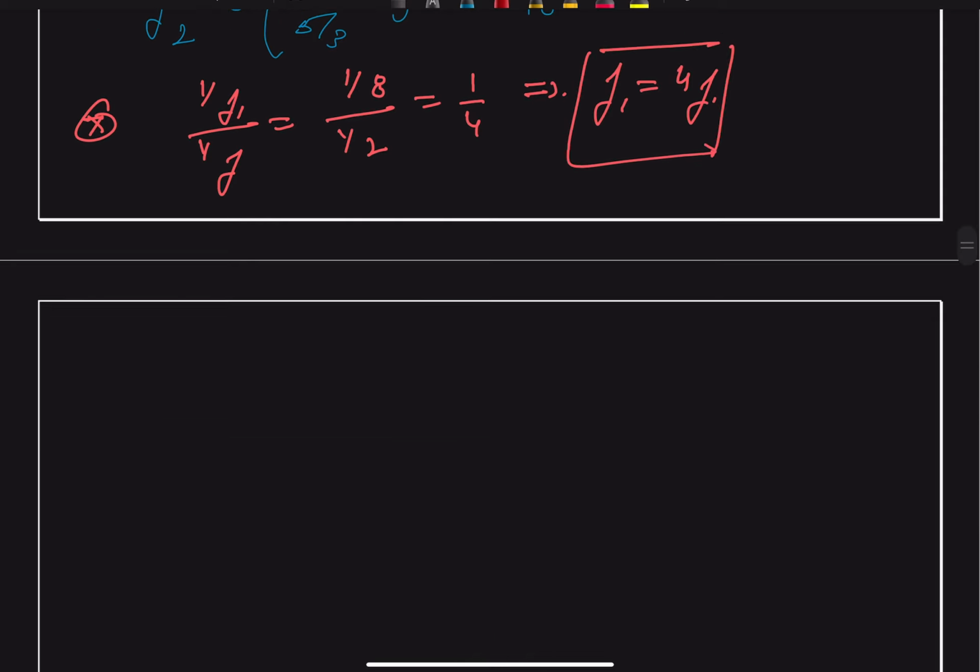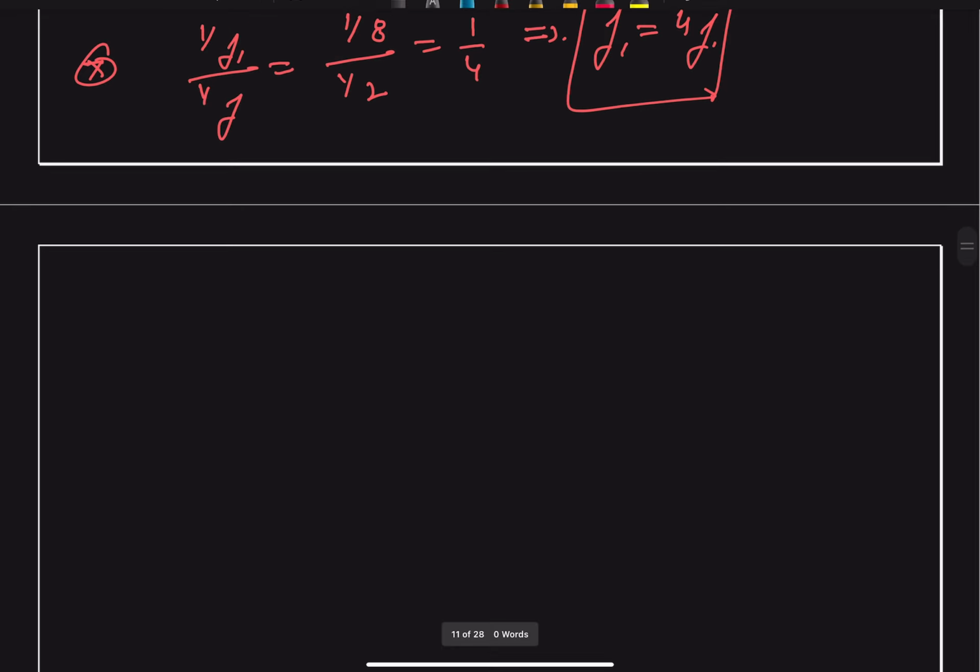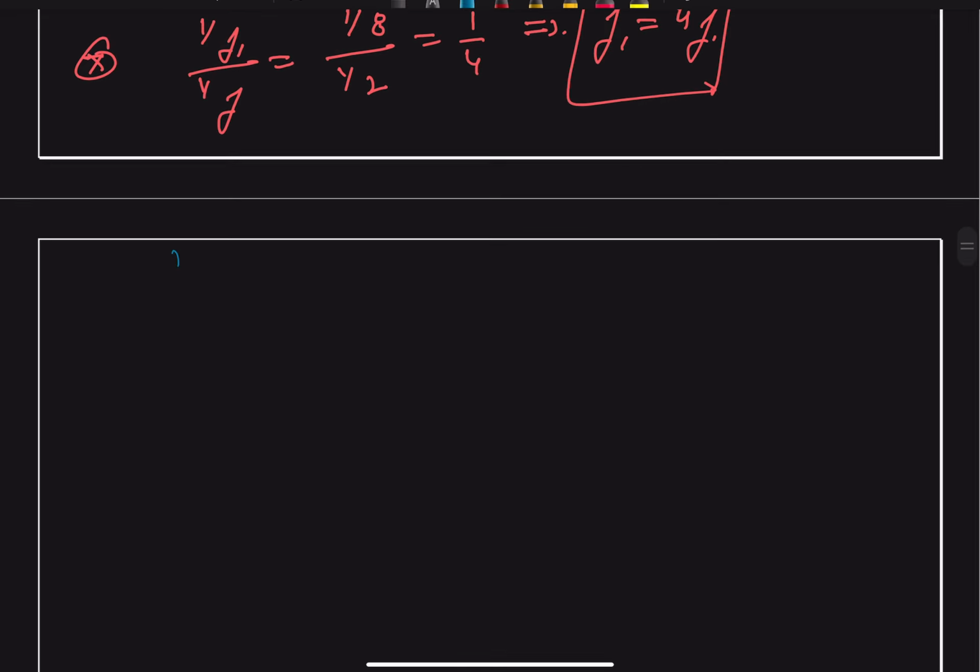Similarly, for the second one, we can write that 1 upon f2, 1 upon f will be equal to minus 1 upon 10, and this is our 1 upon 2. This comes as minus 1 upon 5, giving us f2 is equal to minus 5 times f.